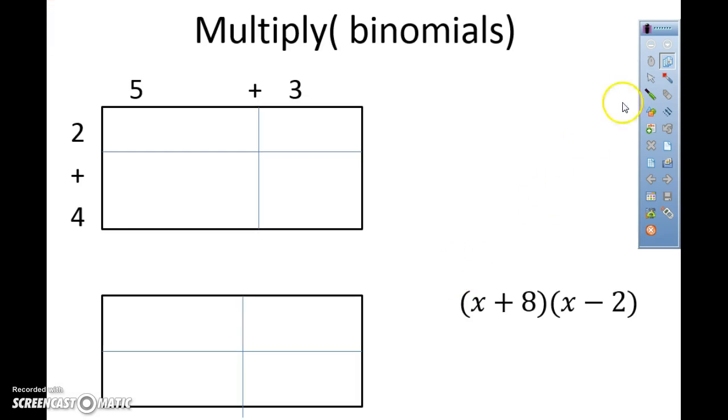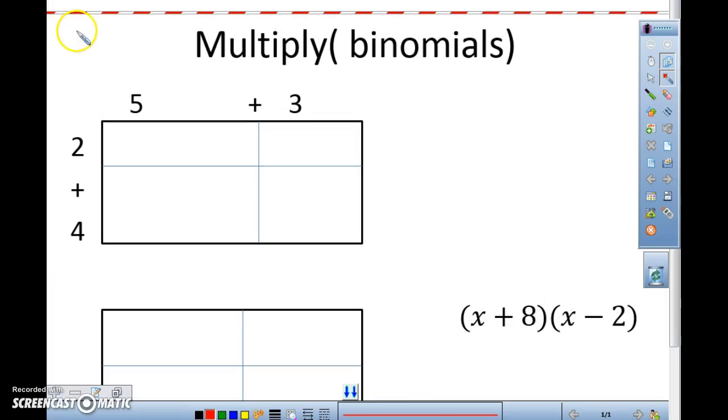All right, we're going to continue our notes from yesterday. Today is 11:20. If we want to multiply binomials, we're going to look at first if it is all numbers.